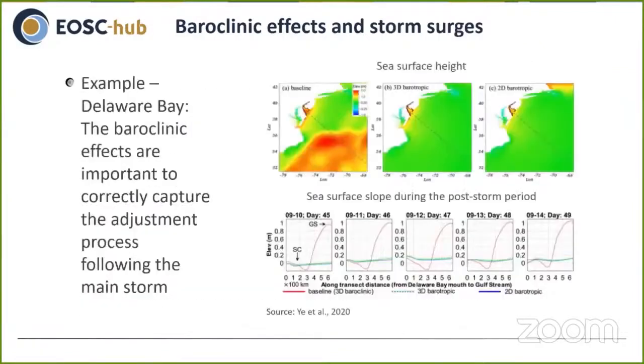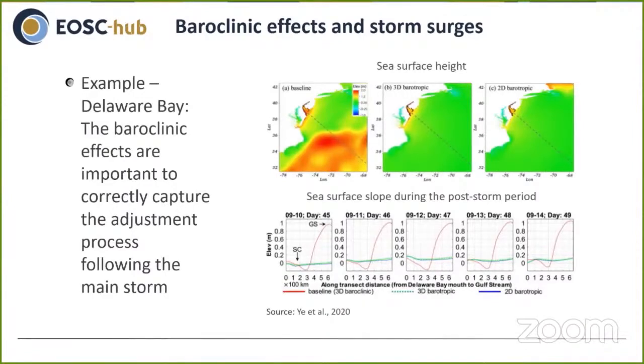Baroclinic effects can also have a significant influence in storm surges. In a modeling study of storm surges in Delaware Bay, Ye et al. found that baroclinic effects are important to adequately capture the adjustment processes following the main storm.